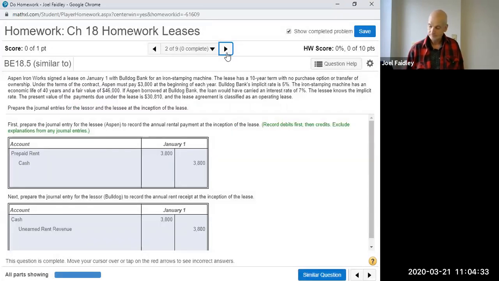Number two. Looks like this is going to be an operating lease as well, but reading through the information there, I'll let you do that instead of me talking. You can pause this and then pick up. I'll make this go faster, right?